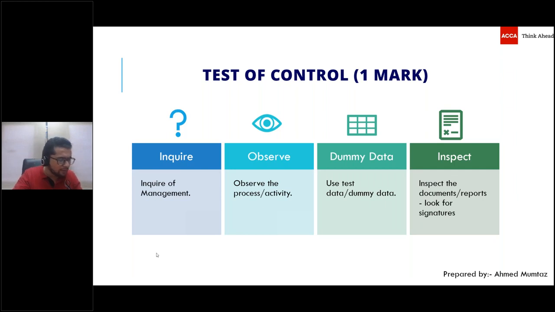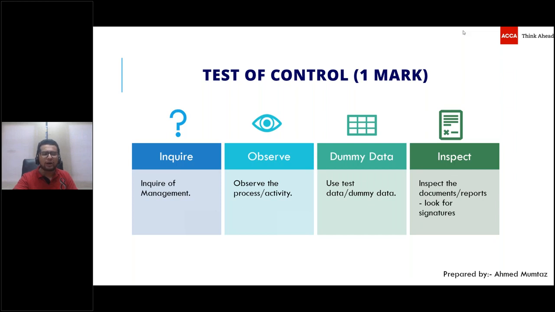So are we clear? Should we move to the past paper question now? Can I have a yes on that? Should we move to the past paper questions? Not the question, rather questions.